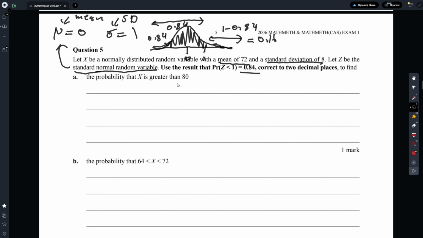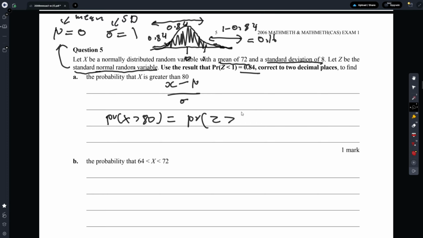The probability that x is greater than 80. First of all, we don't exactly know where to go from here, right? We're given a mean and a standard deviation. Typically, for these questions, when you're given a mean and a standard deviation, what you want to do is apply the transformation to it, which is x minus the mean divided by the standard deviation. So in this case, x is greater than 80. It's the same thing as saying, by transferring to the standard normal random variable, z is greater than applying this transformation.